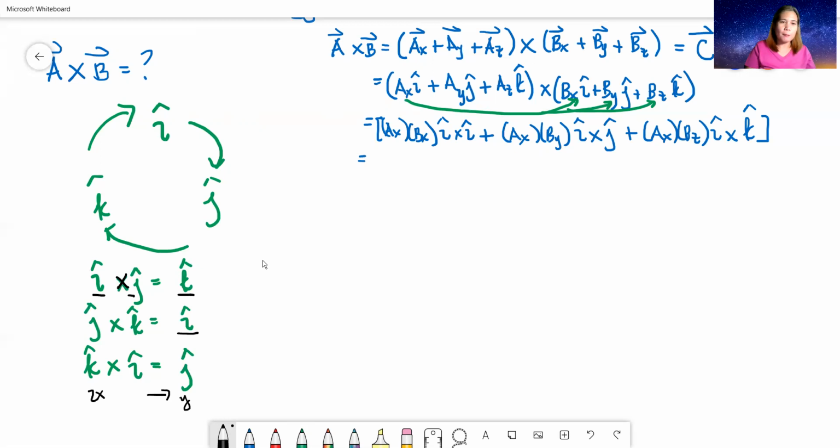But if you go the other way around, going against, the opposite direction, let me reverse it: j cross i.